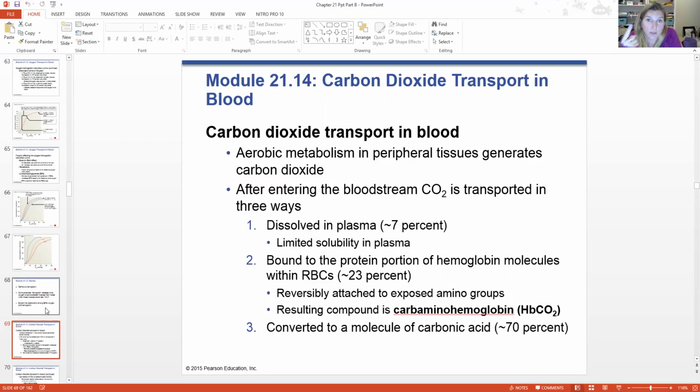It can dissolve in the plasma. It just dissolves right into the mix, just like sugar in your coffee. It has a very limited solubility, just like oxygen, so it doesn't dissolve very readily. It's not the preferred method. A small percentage does that.